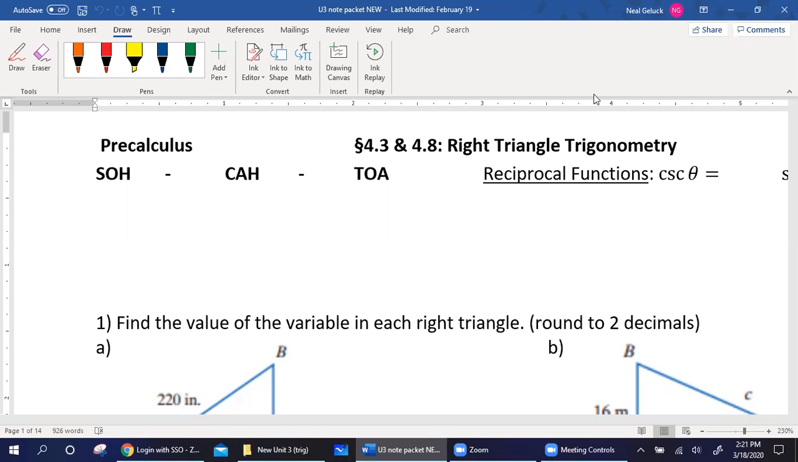So you have the blank packet on Blackboard and it's also filled in, but I'm going to be going through basically the front and back of the first page, the 4.3 and 4.8 notes. This will probably be broken up into 2 videos. We'll see how long this takes me.